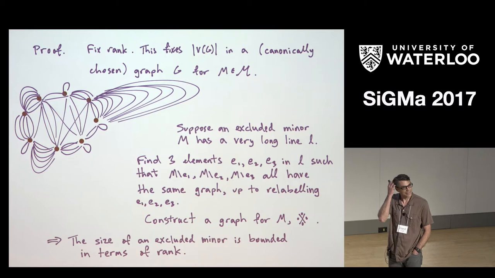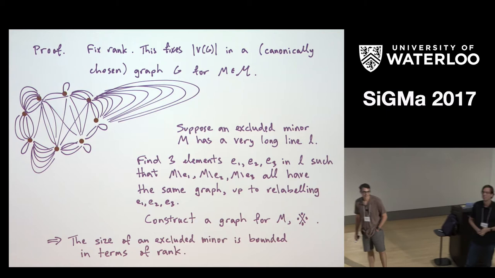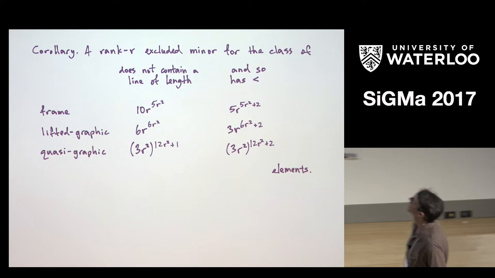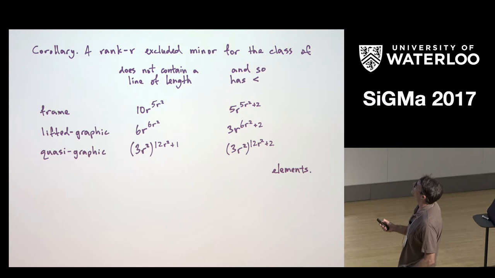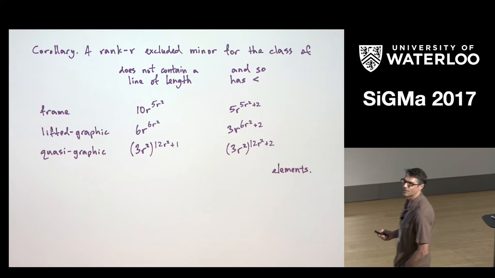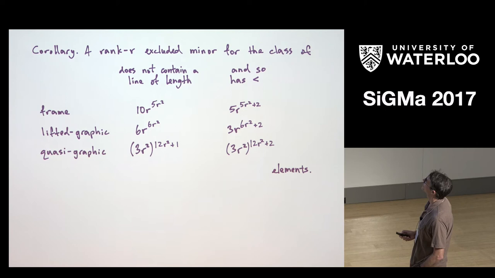Questions? All right, any questions for Daryl? Jim? What do your bounds look like? So an excluded minor for the class of frame matroids doesn't have a line of length 10r to the power of 5r squared. They're all r squared, except for the quasi-graphic, which is r to the fourth, I guess.